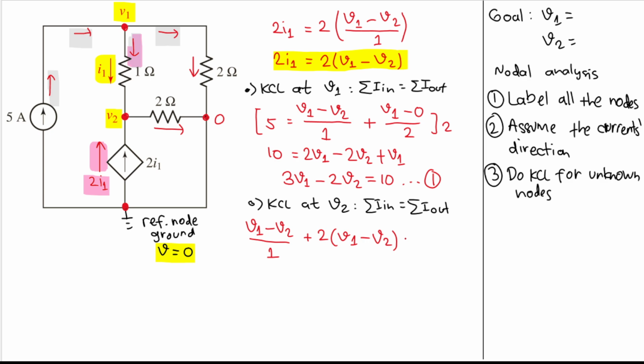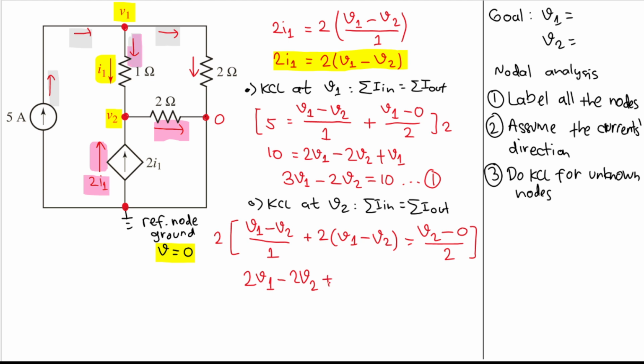Good. And then what are the other currents that go out? We will have this current here that goes out. The current comes from V2, so I will have V2, and the current goes to the reference node, so I will have V2 minus 0, divided by the resistance between them to get current. So I will have 2 here. Okay, we can multiply both sides by 2 to get rid of all the denominators, right? So we will have 2V1 here minus 2V2.